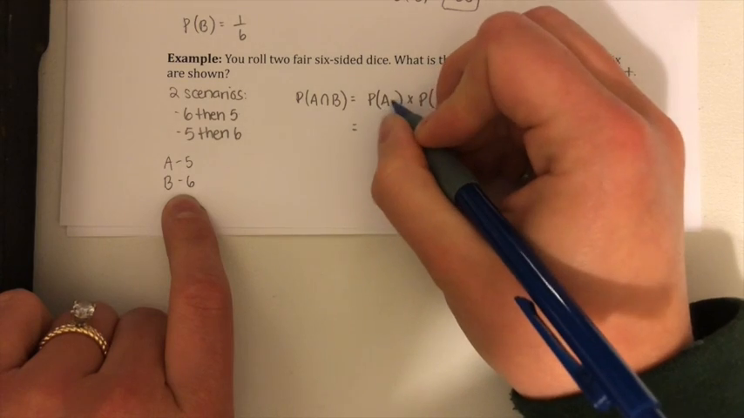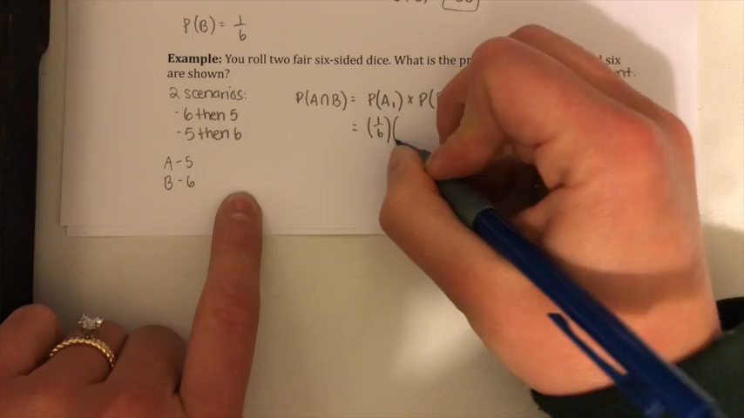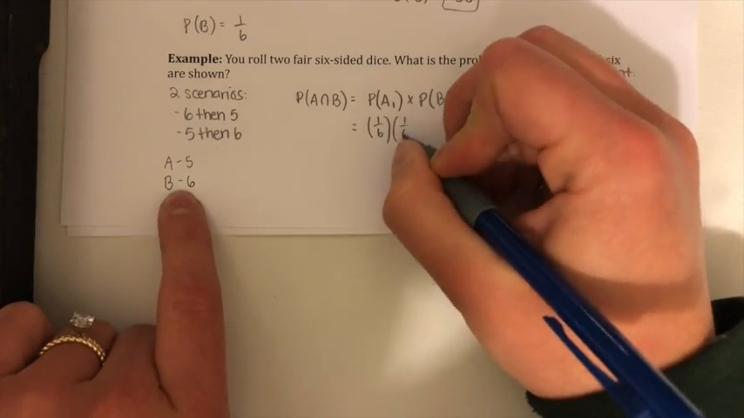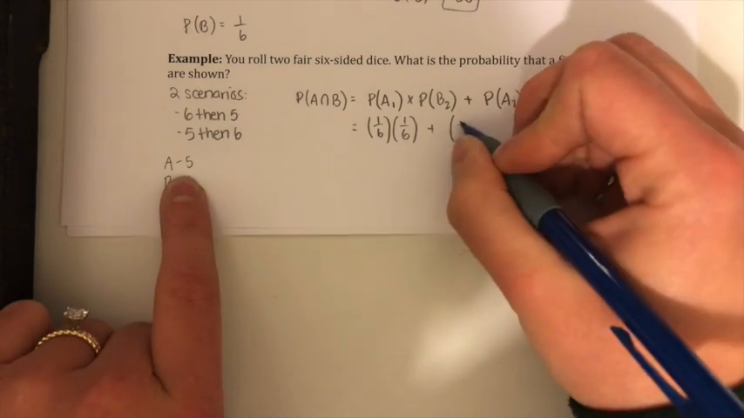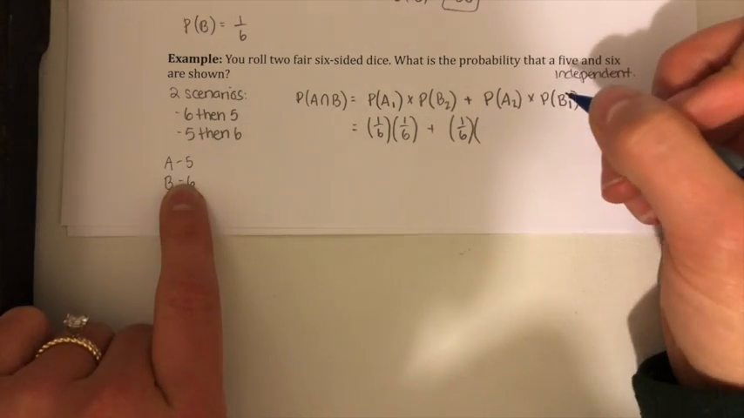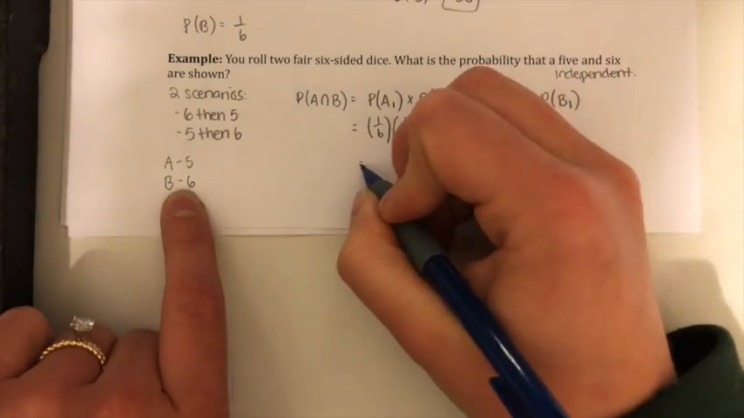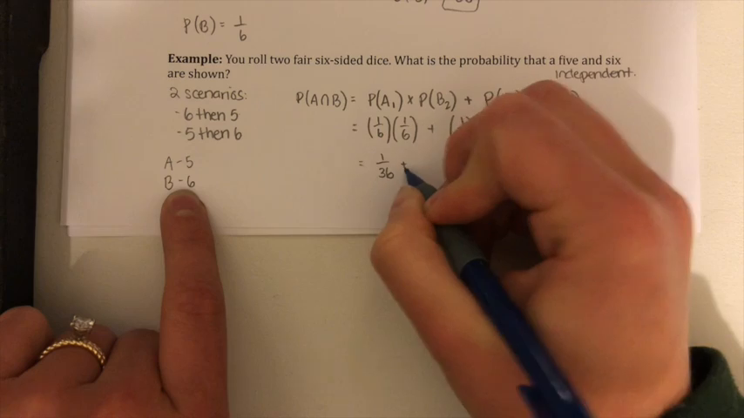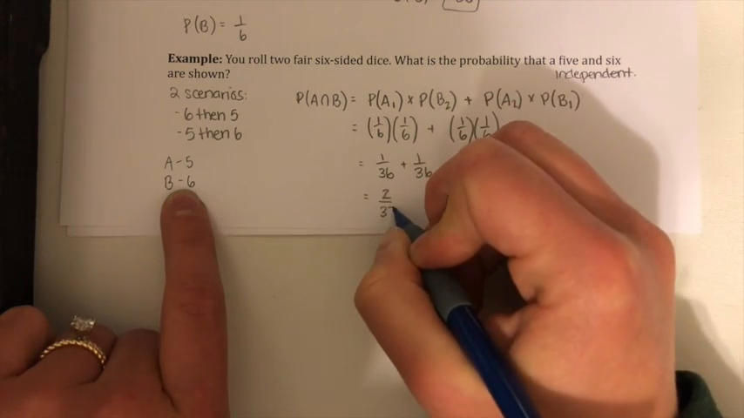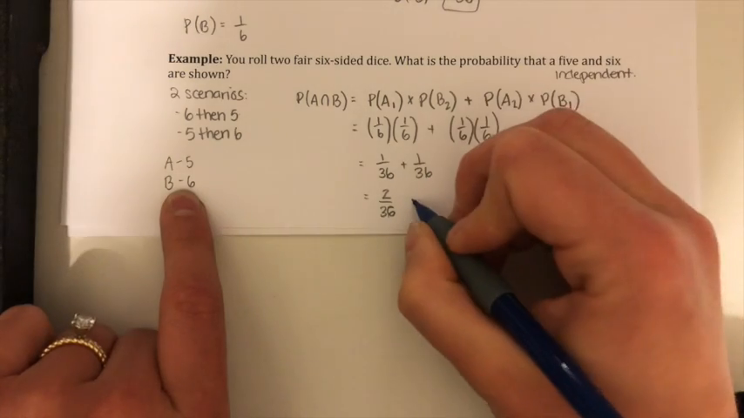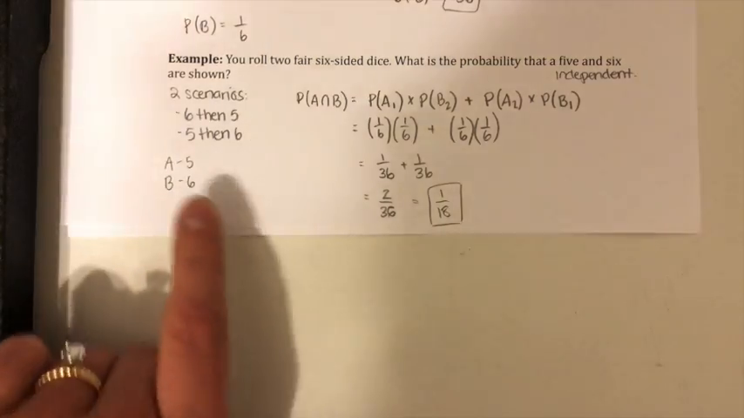So the probability of an A, so a 5 on die 1, is 1/6, and a B, so a 6 on die 2, is also 1/6. And then A, so 5 on die 2, is 1/6, and then a B, so 6 on die 1, is 1/6. So we have 1 over 36 plus 1 over 36. We add those together. We get 2 over 36. We can reduce that to 1 over 18.